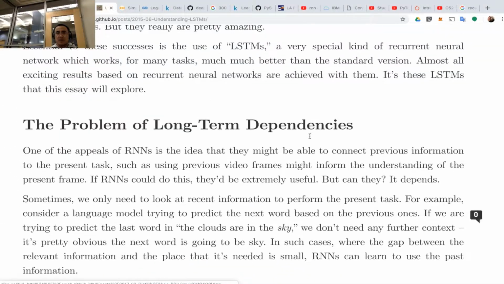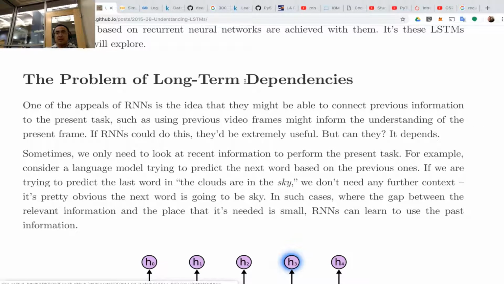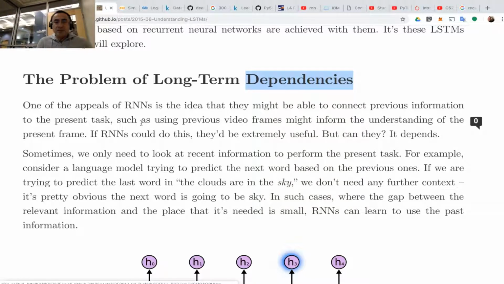Okay, the problem of long-term dependencies. One of the appeals of RNN, recurrent neural networks, is the idea that they might be able to connect previous information to the present task, such as using previous video frames might inform the understanding of the present frame. So using the history of the video frames might inform the understanding of the present frame.